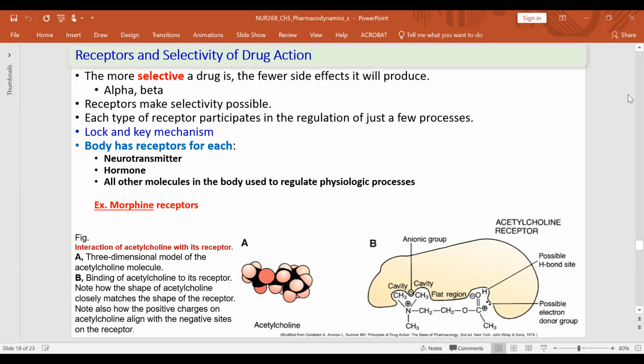So our body has receptors for each one of the neurotransmitters, each of the hormones, all other molecules the body uses to regulate physiologic processes. It has its own receptor, very specific to that chemical or to that neurotransmitter or to the hormone or any other medication or molecule. The receptor is only designed to accept binding to that specific molecule.